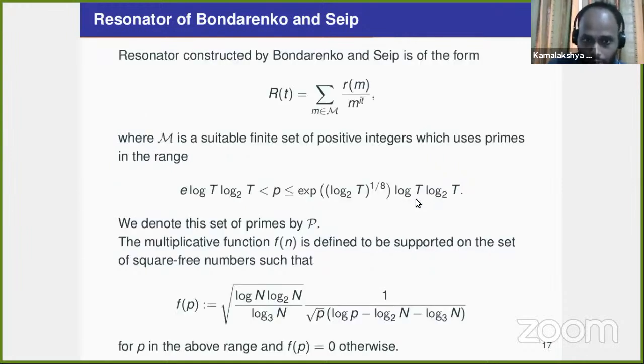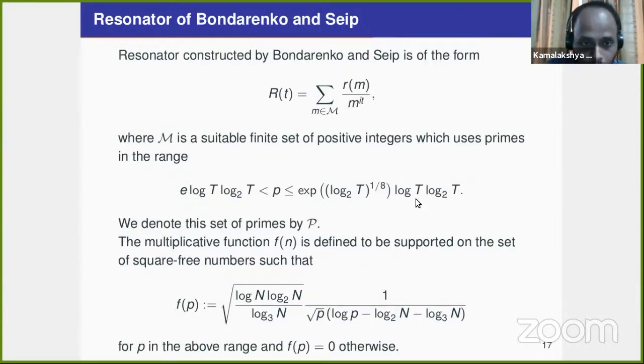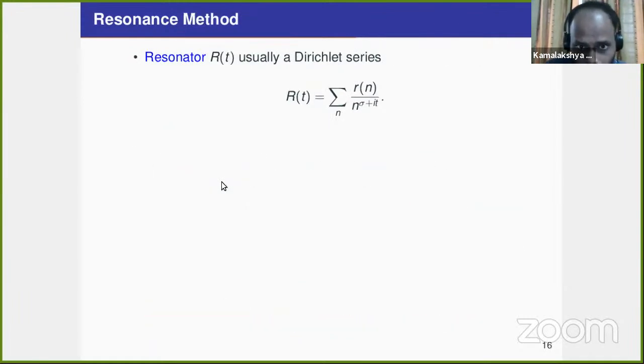Okay. Now, what do we use in our method? So we are able to get large values of S of t with our convolution formula, because the number of terms in our convolution formula is of order log t to the power 1 plus epsilon. Why is it so? Let's have a look again at the convolution formula.